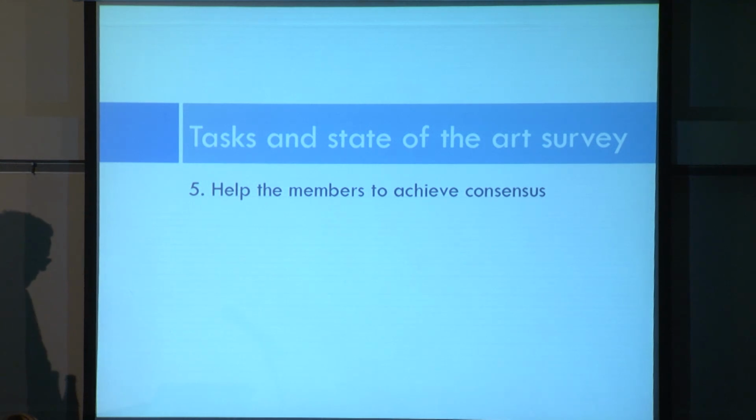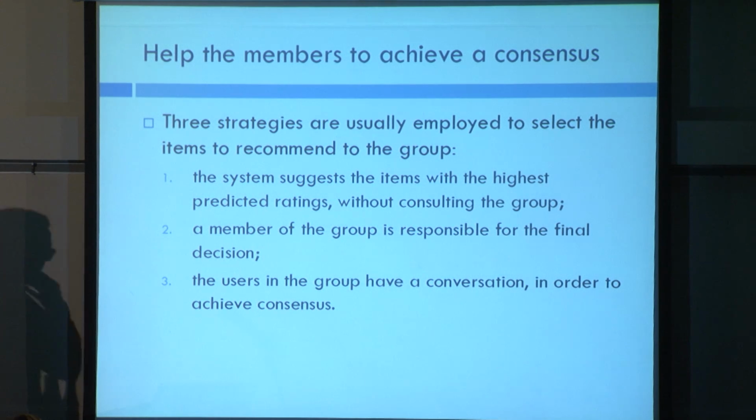So, now that we analyzed how to model the group preferences, and now that we can build predictions for a group, we can see what we should do with these predictions. So how can we help the members of the group to achieve a consensus? A group recommender system, to help the users find an agreement on what should be recommended to them, uses these three strategies. The first is to suggest the items with the highest predicted ratings without consulting the group, like a classic individual recommender system would do.